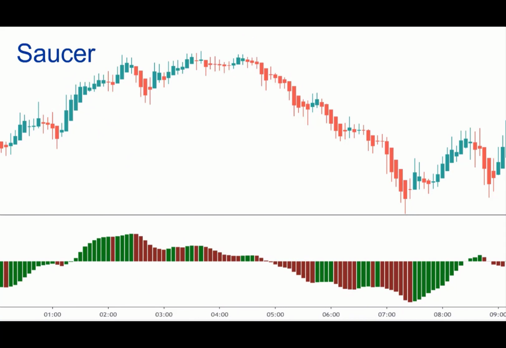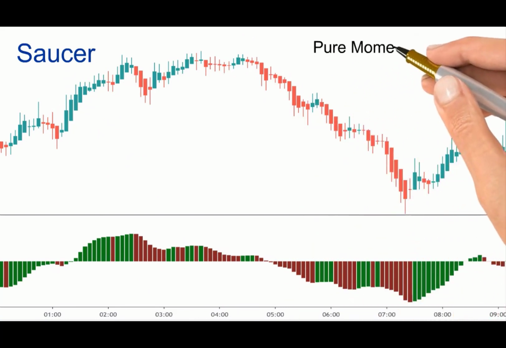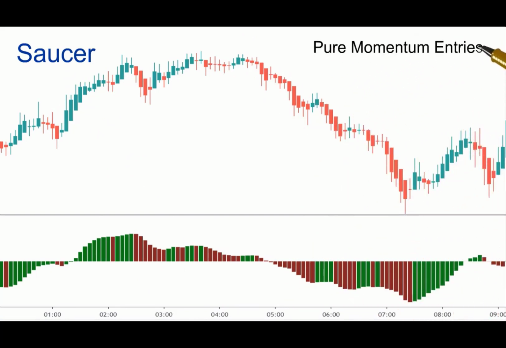All right, now the saucer strategy is a pure momentum continuation play. You're looking for the continuation of the trend, not the beginning, not the end. You want the trend to continue. You want the trend to be your friend. So how do you use this to do that?